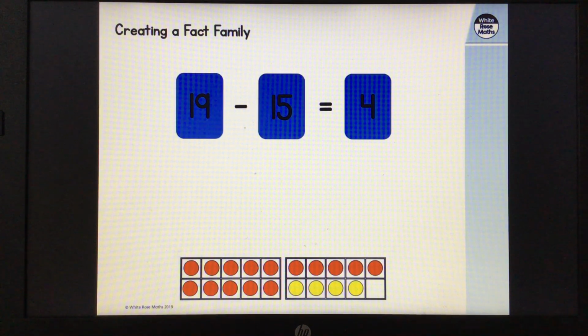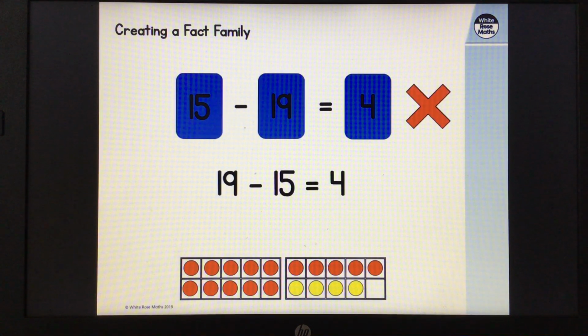Last time, when we looked at addition, we swapped the first 2 numbers round because they were commutative, like this. Can you do that with subtraction? No, that's right. 15 counters, take away 19 counters, doesn't equal 4 counters. 19 subtract 15 equals 4. So 19 counters to start with.